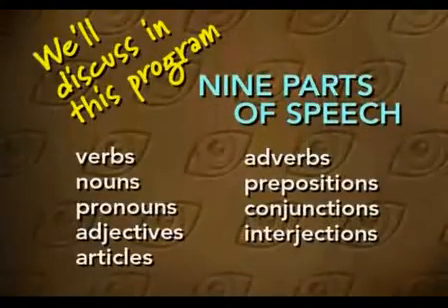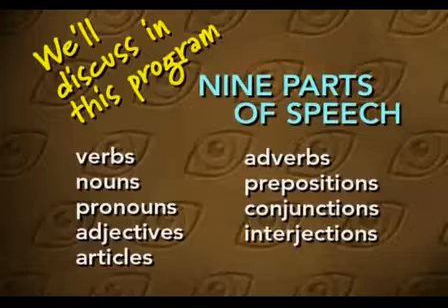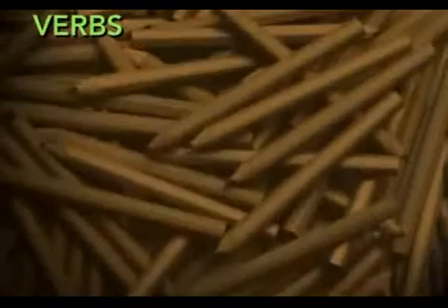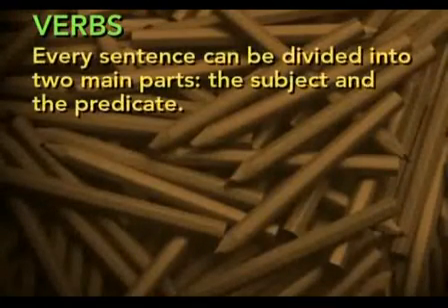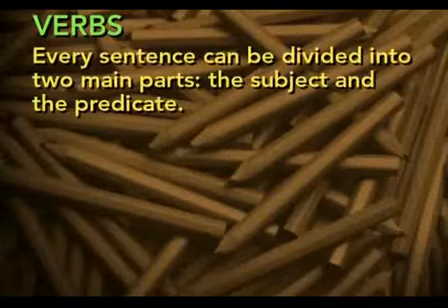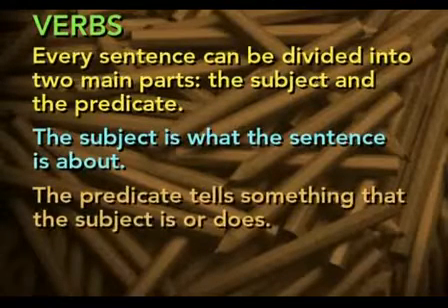There are 9 different parts of speech in English. That is, 9 different kinds of words that are used in creating sentences. In this first lesson, we'll talk about 3 of the parts of speech: verbs, nouns, and pronouns. Let's begin with verbs. As you recall, every sentence in English can be divided into 2 main parts: the subject and the predicate. The subject is what the sentence is about. The predicate tells something that the subject is or does.